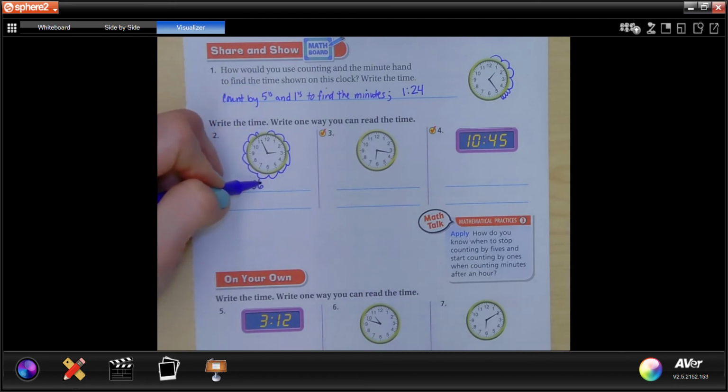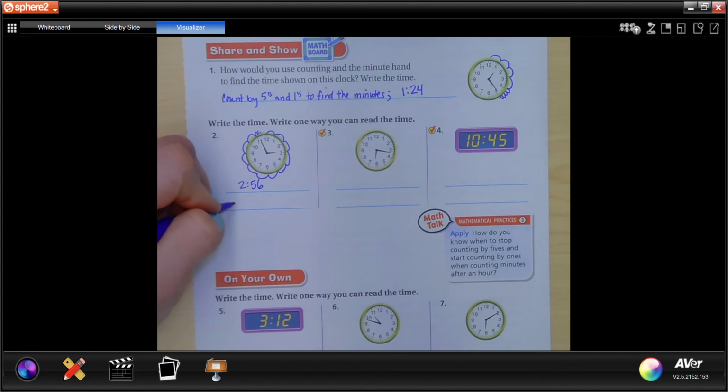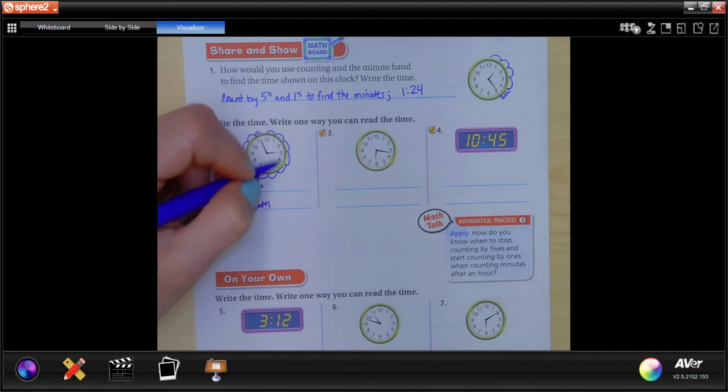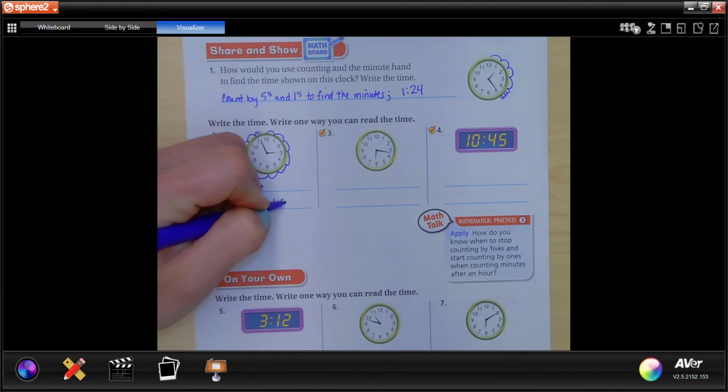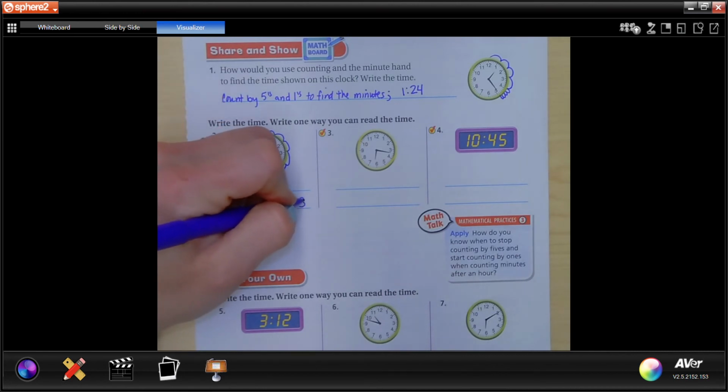Because it's after 30, we can count back, so we can say it's 1, 2, 3, 4 minutes before, it's almost what time? Before 3. Let's write that out.